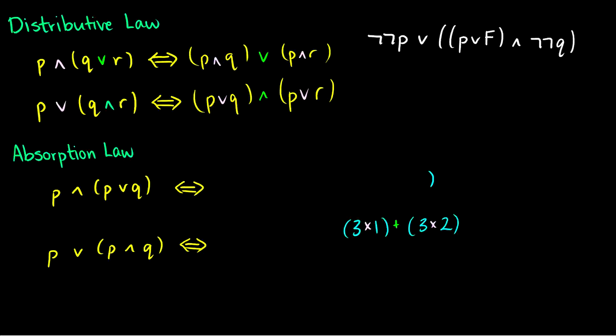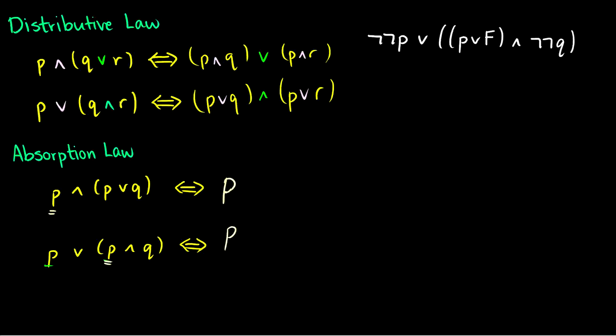Okay, finally, the absorption law. If we have P and P or Q, or P or P and Q, so they flip, but we have P's in both, then these just reduce both to P. And we can see this with the truth table pretty clearly. Of course, P and P or Q is going to be true only when P is true. And P or P and Q, again, we have a P and Q in here, so that'll be true only when P is true.